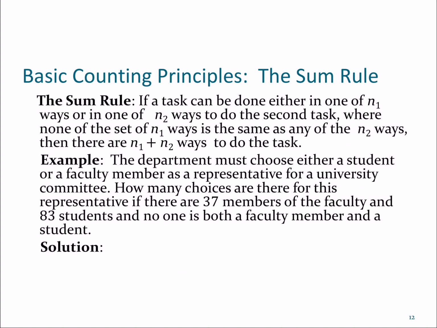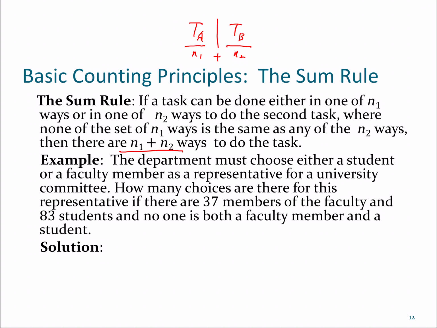The second rule is called the sum rule. The sum rule is that you have a task A and you have a task B. However, they're not in a sequence, so they are side by side. You can either go with task A or task B. There are N1 ways to do task A and N2 ways to do task B, so that together there are N1 plus N2 ways. This is the sum rule.